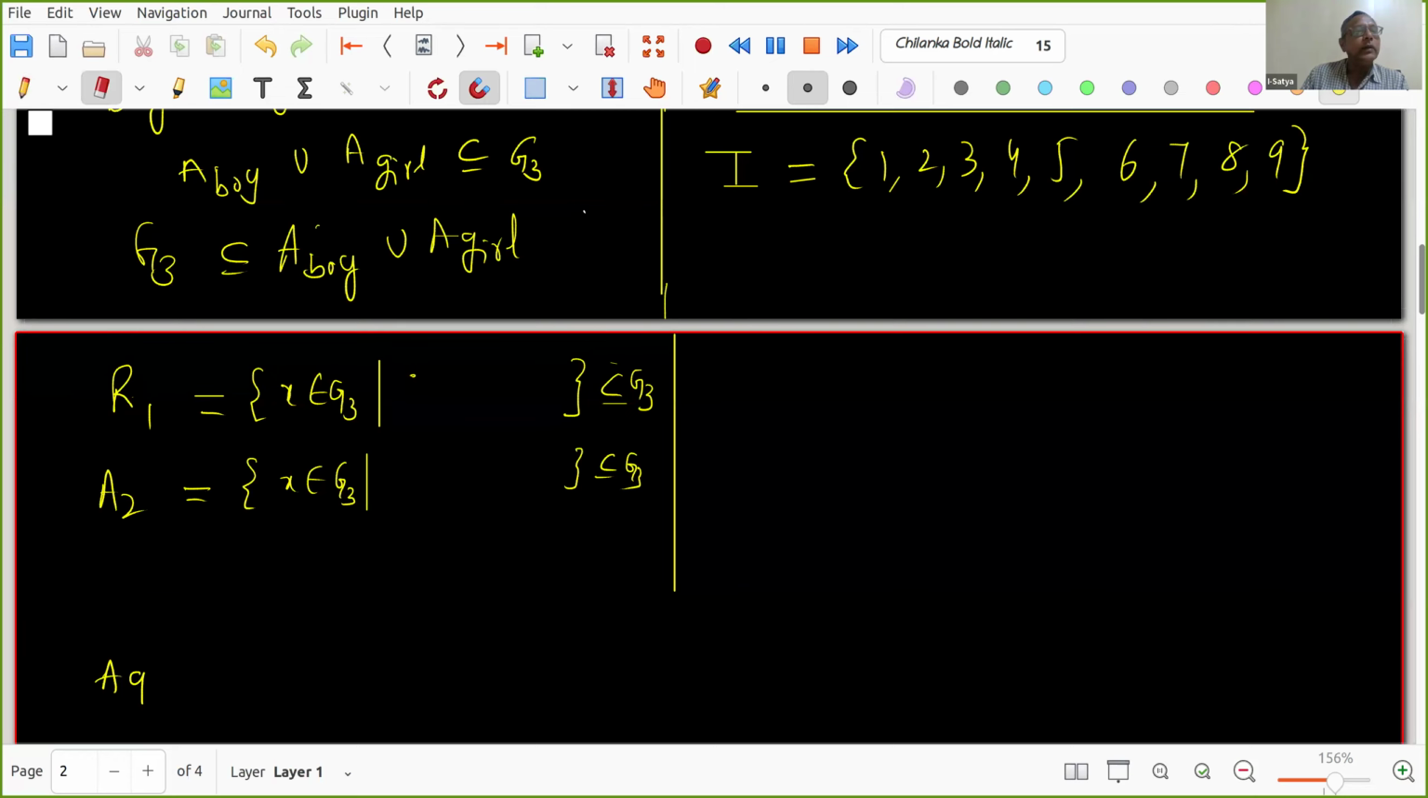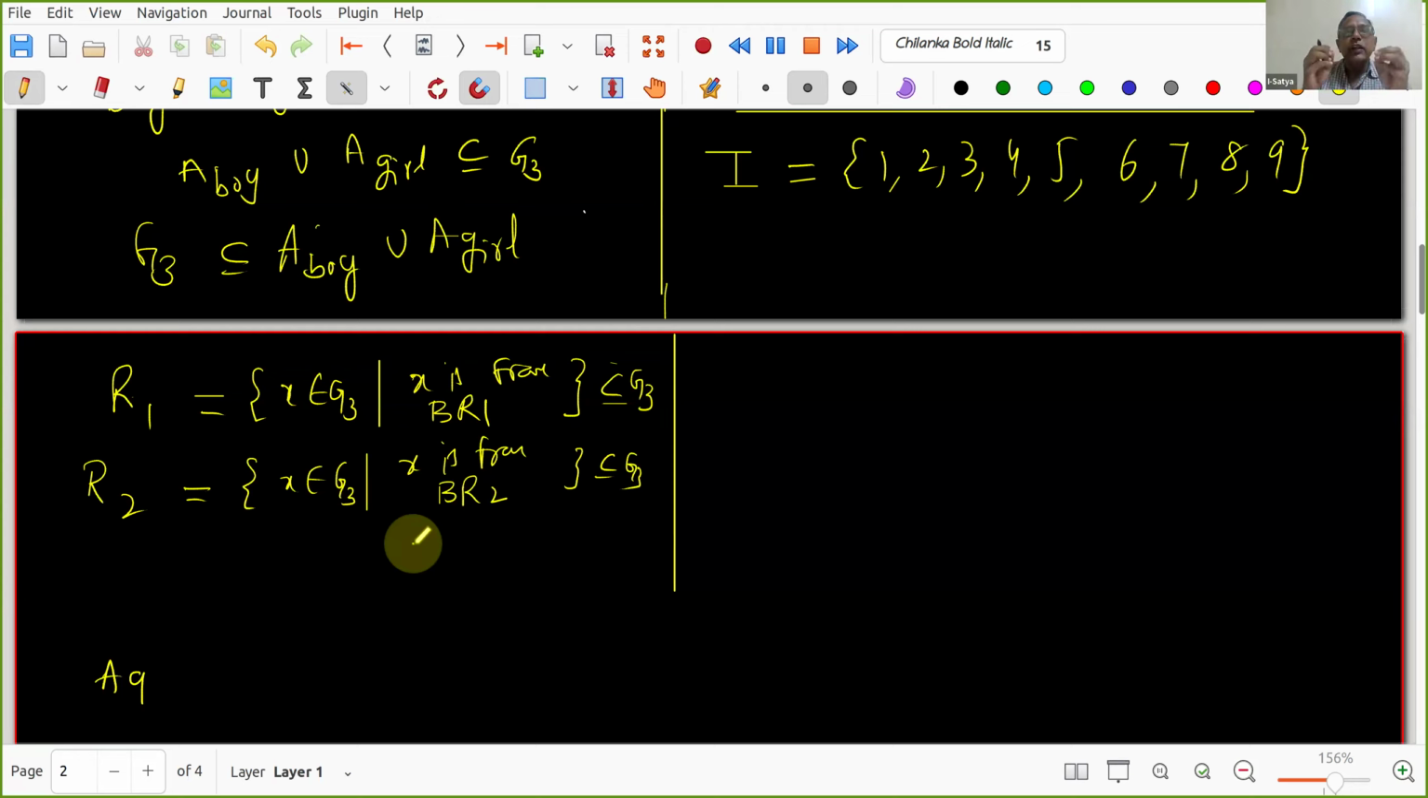So, when X belongs to R1, X is a student from G3 and X is from breakout room 1. Are you okay? That is R1. X is from R2, breakout room R2. Do you understand?